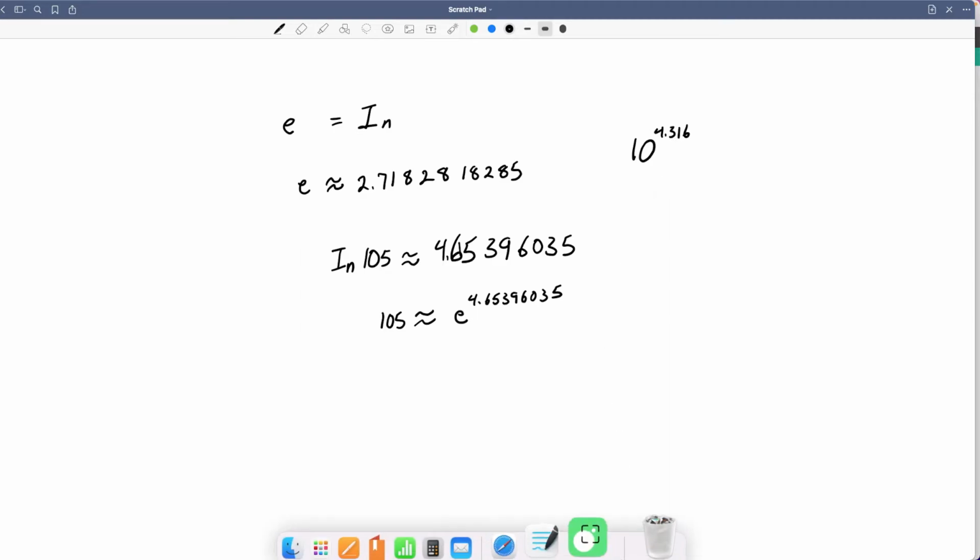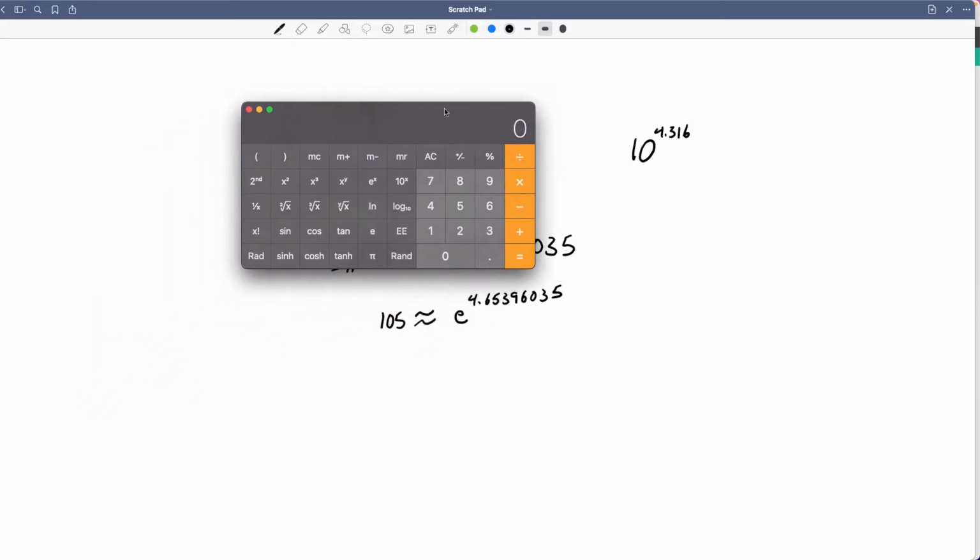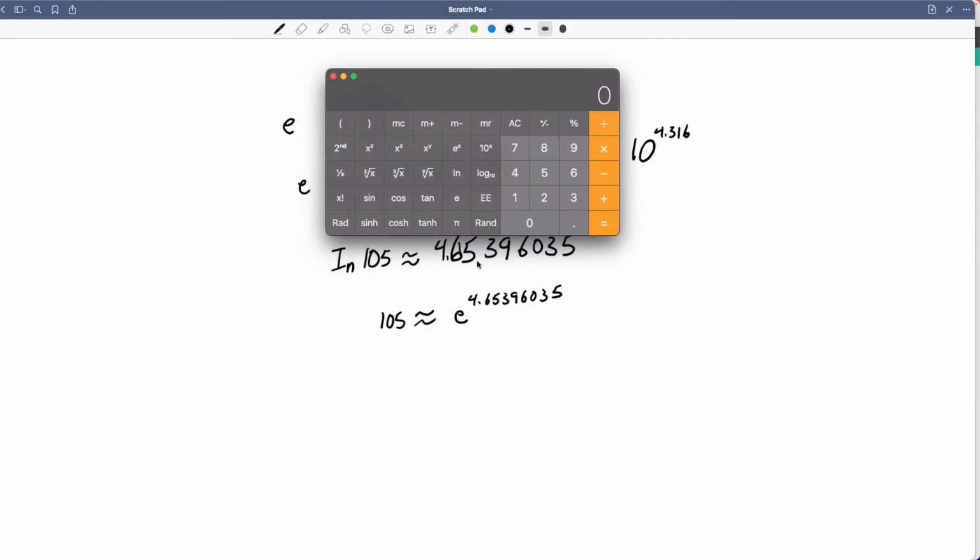So what we do is we pull up our calculator to get the answer, and we would type in 4.316, and we would get the inverse operation to the log, and I'm looking for the inverse operation to log. I'm not seeing it.